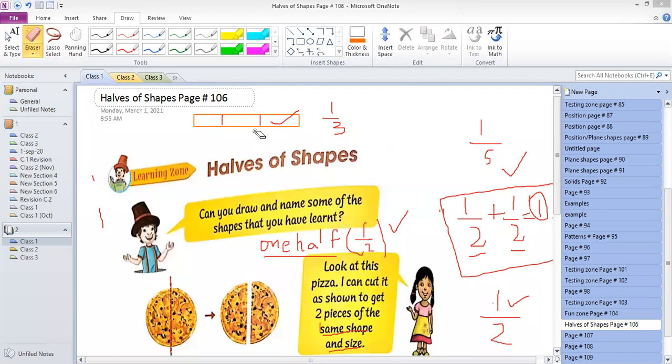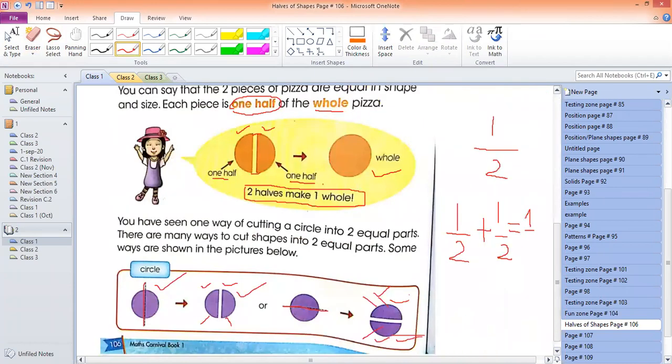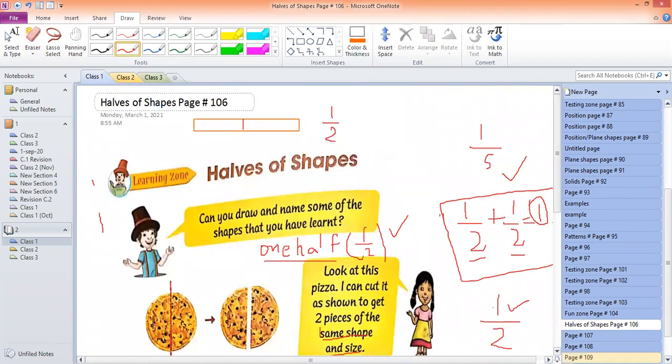If I divide a chocolate bar into two equal parts, in the same way, like I can show you here, if I divide it from the middle, both parts are exactly the same, so each part will be called one half. And you know how you will write one half? We write one half as 1 divided by 2. 1 over 2, one half means 1 divided by 2. Okay, so this you know about.